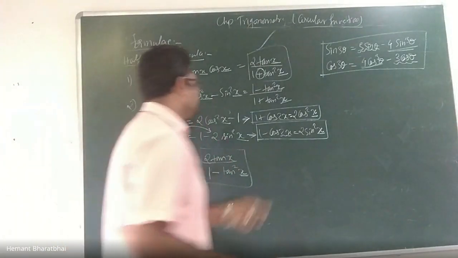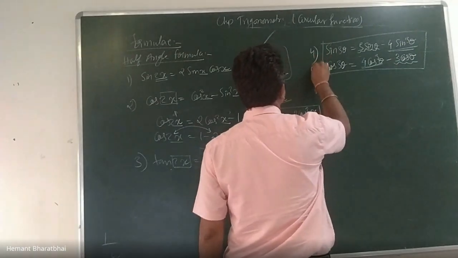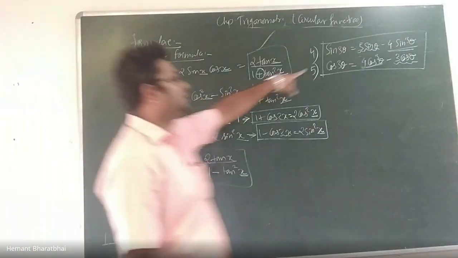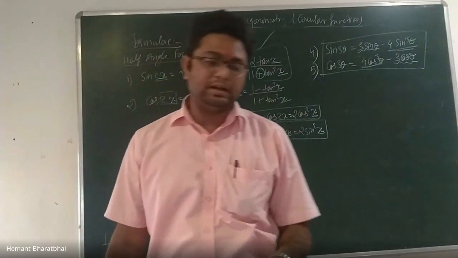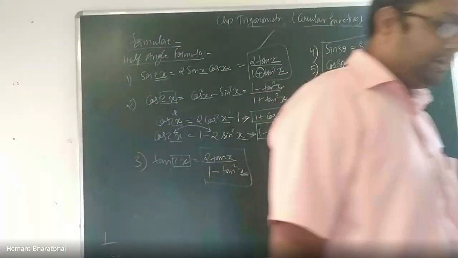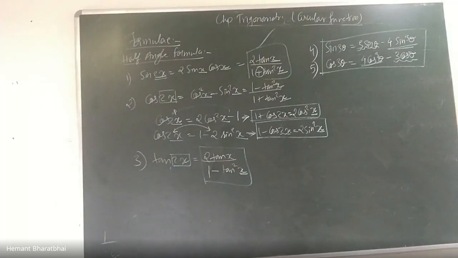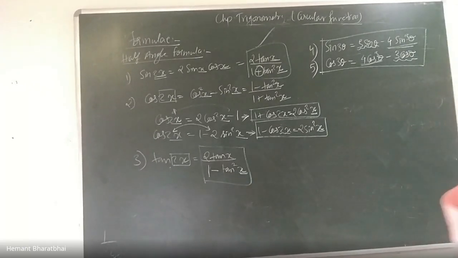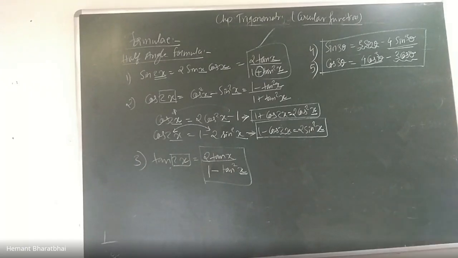This is not a half angle formula, this is another set of formulas. Only these three formulae are called half angle formulae. This is a different formula for sin 3 theta and cos 3 theta. Please take a screenshot of this. All these together are also called compound angle formulae. Now I am going to write further formulae. All this set of formulas are also called compound angle formulae.